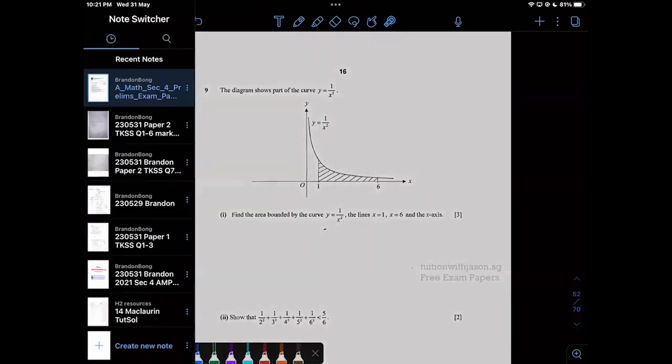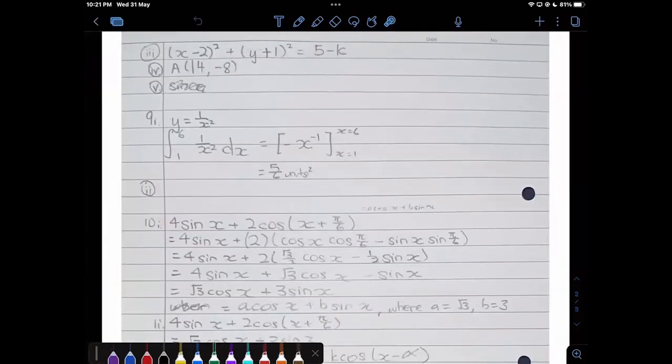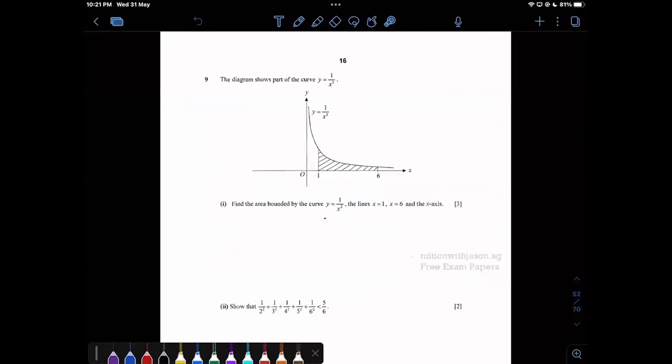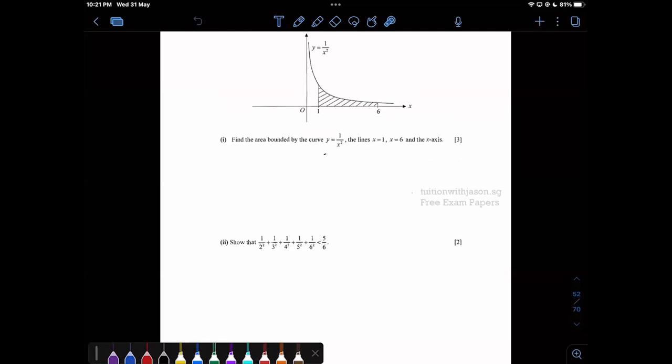Let's continue. Oh, maybe not enough. Talk too much. Let's see. Question 9 part 1 was fine. 9 part 2 not okay. Okay, let's see. What's 9 part 2? This one. Show that this weird sum here is less than 5 over 6. It's one of those where you break it up, but then I don't know how you do it. Yeah, you have to break it up into rectangles. So let's take a look.